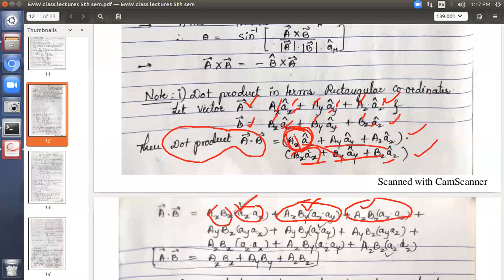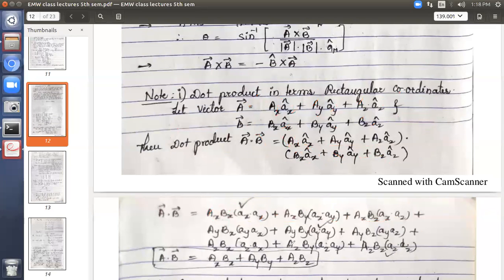Likewise, each term should be multiplied with three terms. So 3 into 3, you will get 9 different terms. This is the first set of 3, second set of 3, third set of 3. Please try to multiply this, I will not go into it. After multiplying, you will get 9 different terms. Out of these 9 terms, we will make use of certain identities of dot products.